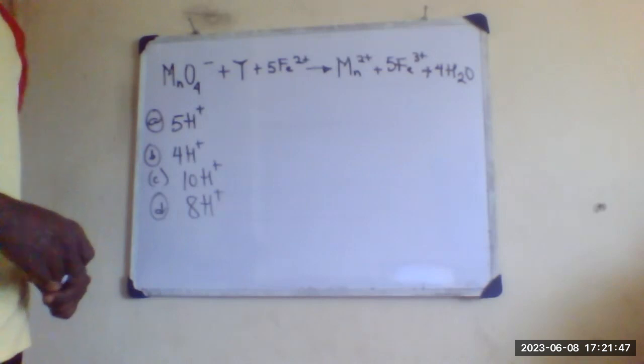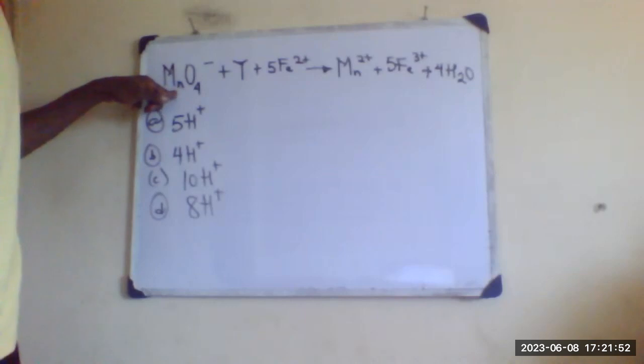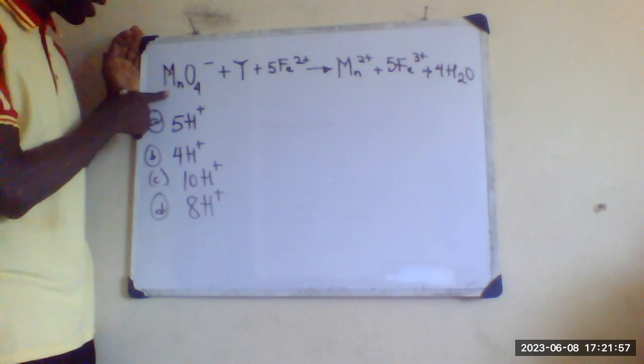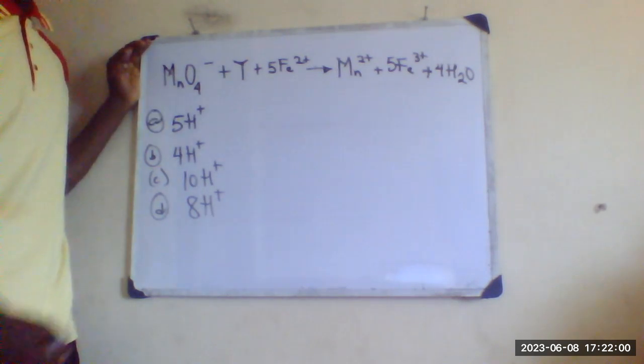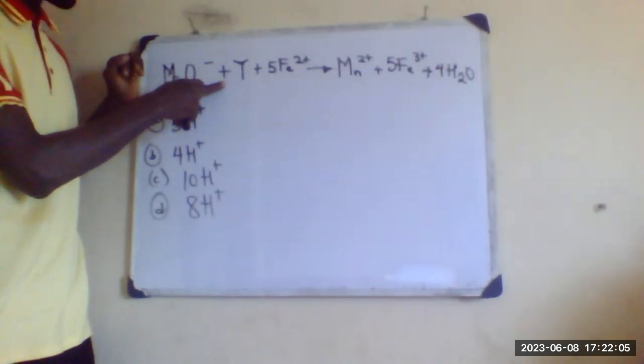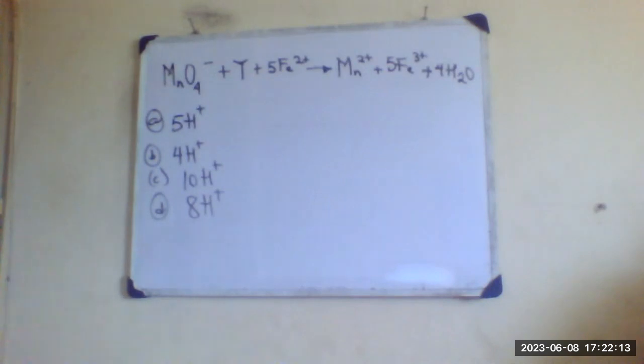If you cannot see, let me read it out for you. We are not seeing the board again. This is MnO4 minus plus y plus 5Fe2+. The network is very bad. Can you see the board now?